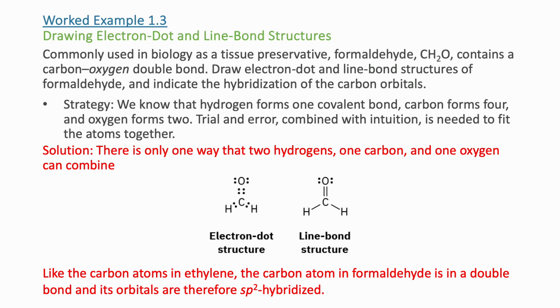Here we see the solution, and we can see the structure we drew, the Lewis structure we drew. And this is the only way that the 2 hydrogens, the carbon and the oxygen, can combine in a manner that fulfills the octet rule and the duet rule for hydrogen. So like the carbon atoms in ethylene, the carbon in formaldehyde is in a double bond and its orbitals are sp2 hybridized, like we predicted or like we solved.